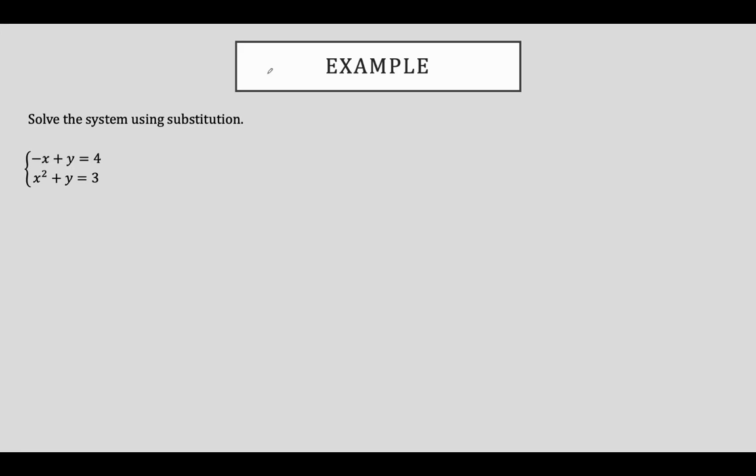Let's look at a couple more examples here of solving systems using substitution. Here we have the system negative x plus y is equal to 4 and x squared plus y is equal to 3. Again, our first step in substitution is to isolate one variable in one of the equations. And again, you can pick whichever one you want, but always go with the easiest one.